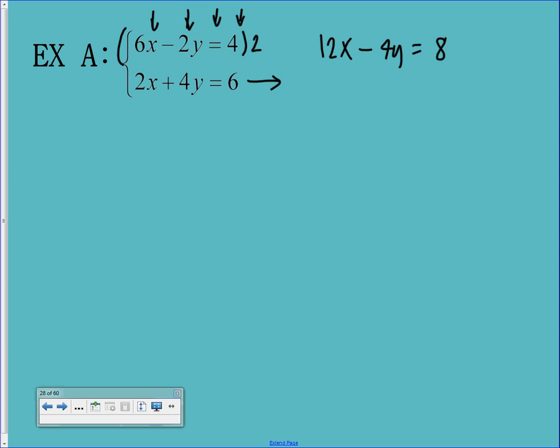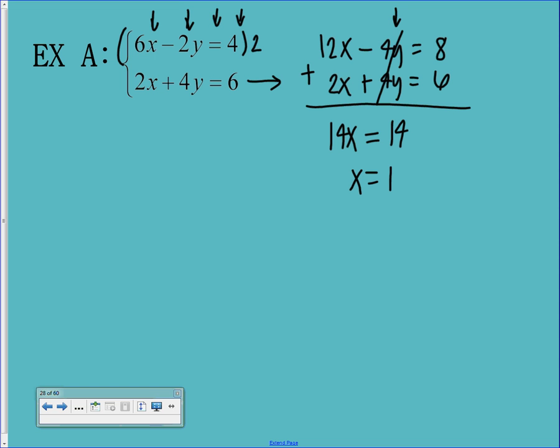So that's going to leave me with 12x minus 4y equals 8. And the second equation I'm just going to leave. So I'm going to rewrite it right below that. 2x plus 4y equals 6. And now what I notice is if I were to add these equations, negative 4y plus 4y would cancel. So I'm going to add straight across, 12x plus 2x is 14x. My y's will cancel, and that will equal 8 plus 6 is 14. So it's pretty easy to see that x is 1.